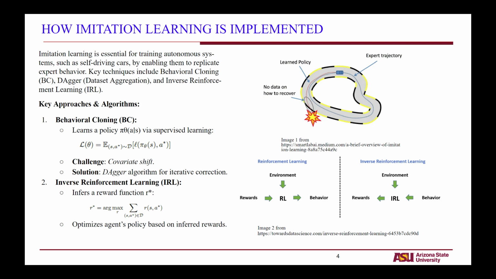I'll be discussing how imitation learning is implemented. Imitation learning is crucial for systems like self driving cars, allowing them to replicate expert behavior by observing examples. I'll walk you through two widely used techniques.